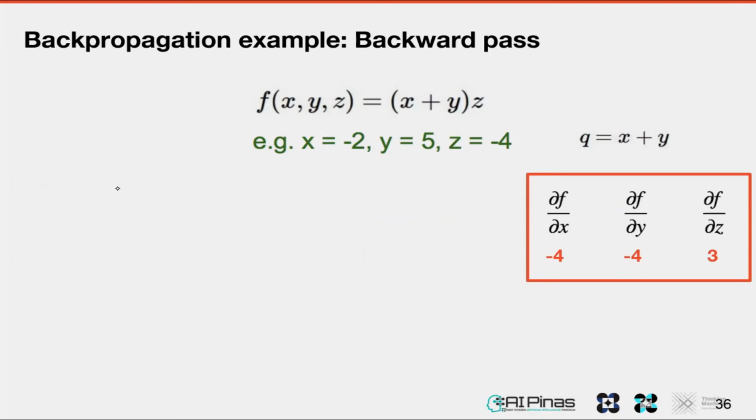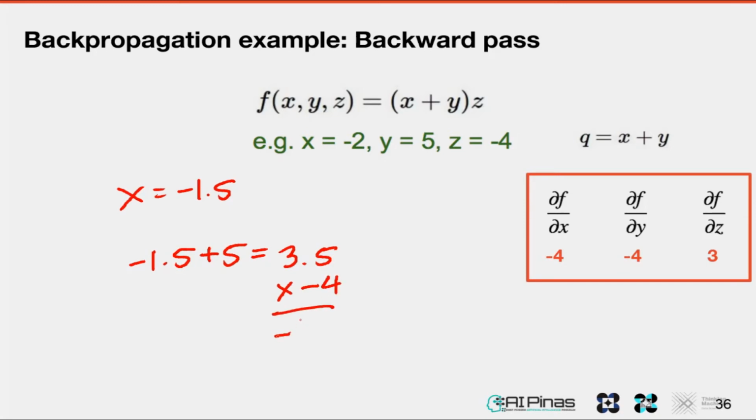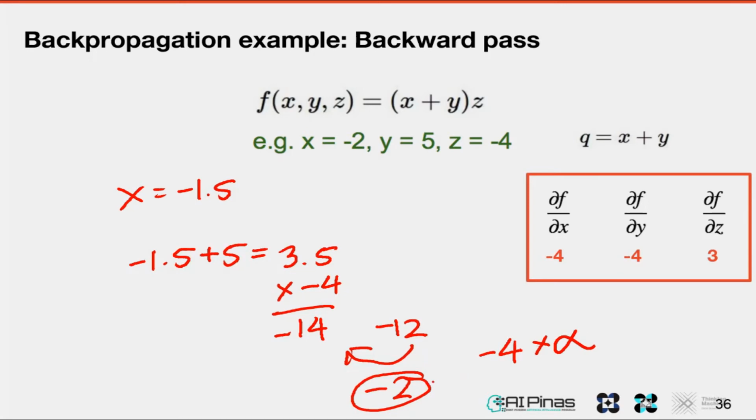Suppose I change x by 0.5, so now my new x is -1.5. Let's get the new value of f. So -1.5 plus 5 is 3.5. Multiply that by -4, and we get -14. Remember, our old value for f was -12, and so from -12 to -14, the total change in f is -2, which is the same as -4 times 0.5. The same principle applies when I change my y or z by some small amount.